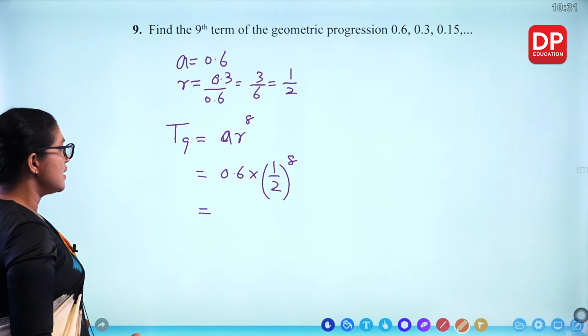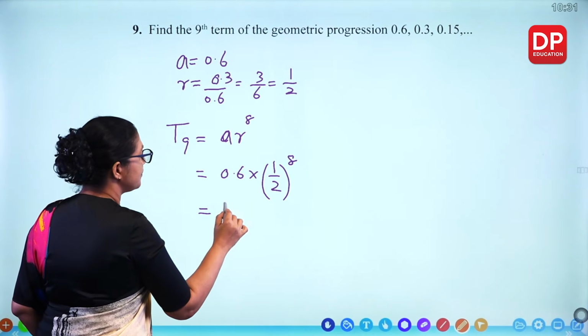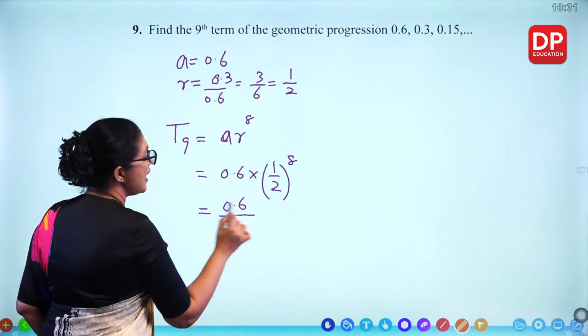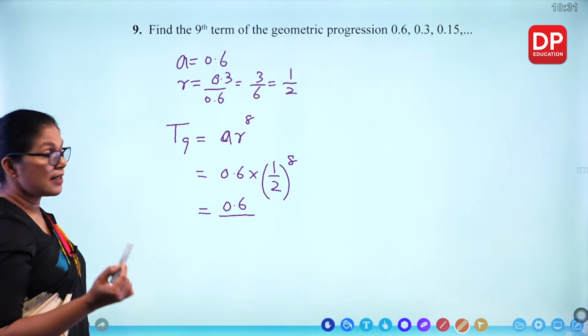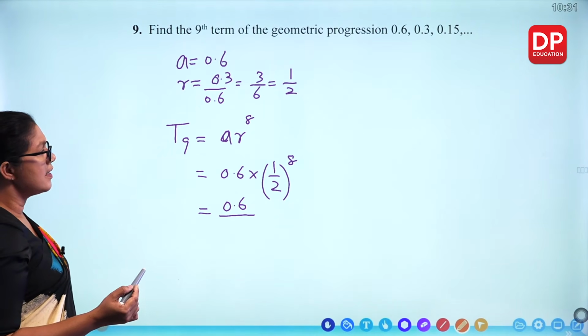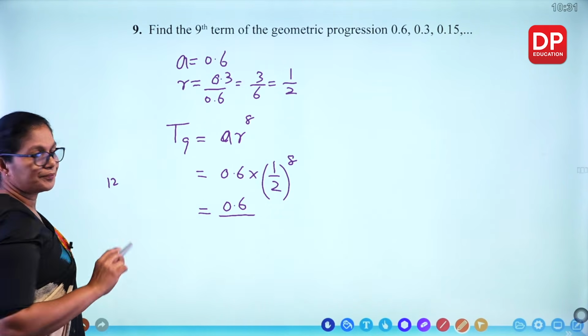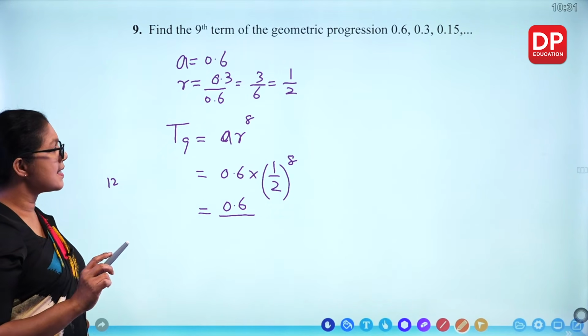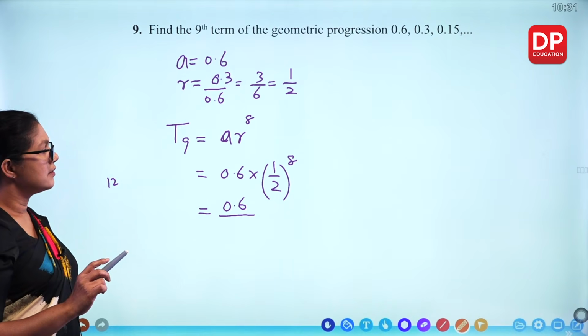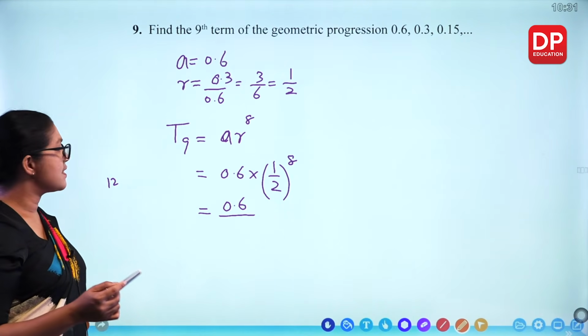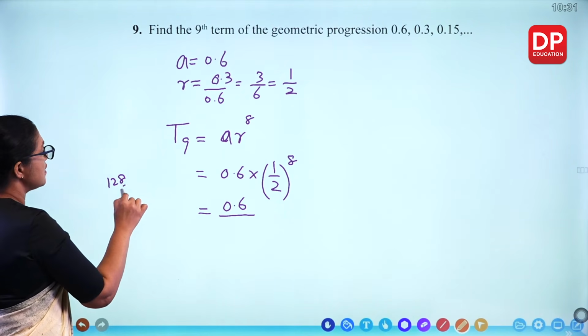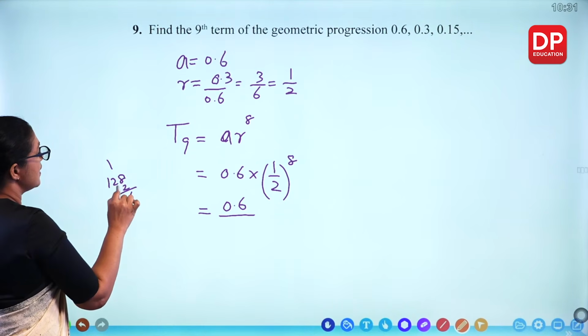So what is 2 to the power 8? 2 to the power 8 is 512. 2 to the power 7 is... 2 to the power 6 is 64. 2 to the power 7 is 128. Multiplied by 2 again.